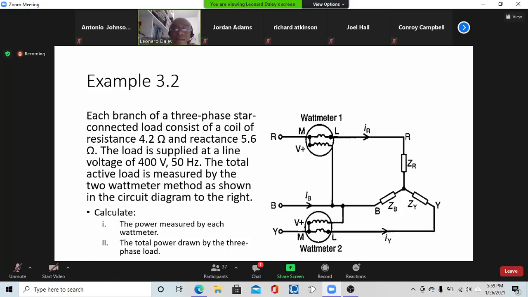All right. So the next question now, which is what I wanted you to do, is a balanced star connected system, 3-wire star system. So let's see if we can work out what the total power is in this 3-wire star connected system. All right, so let me give you about 10 minutes now to try it.